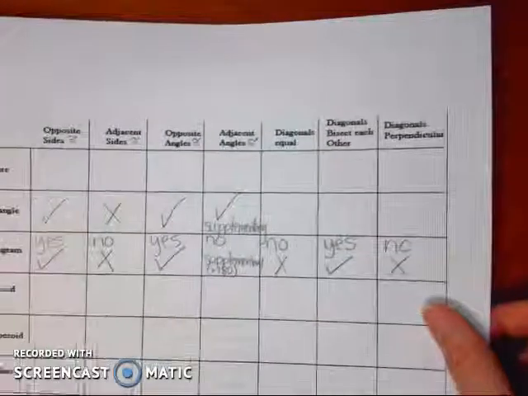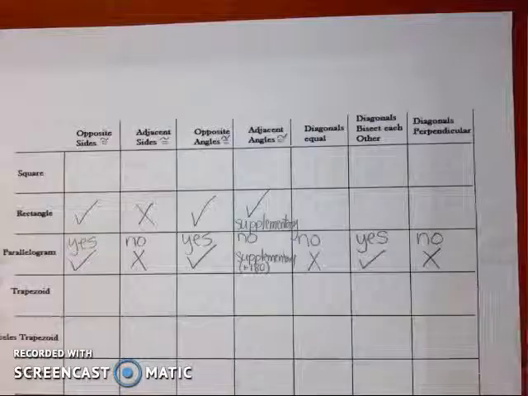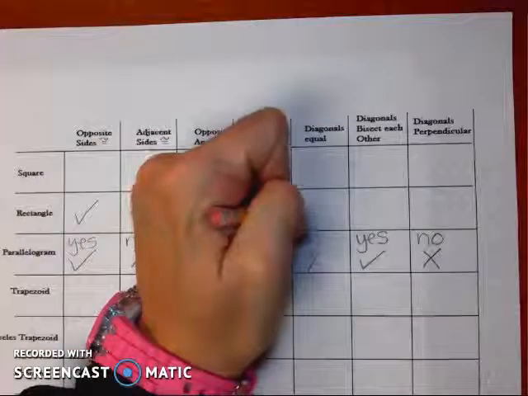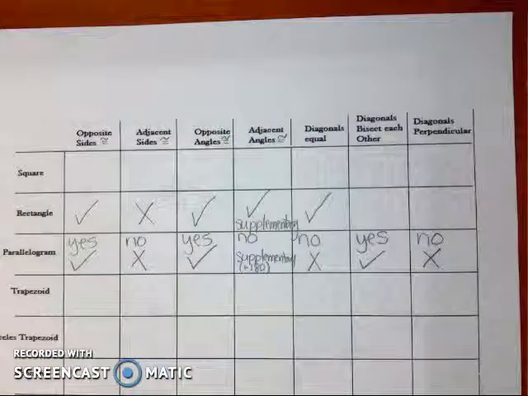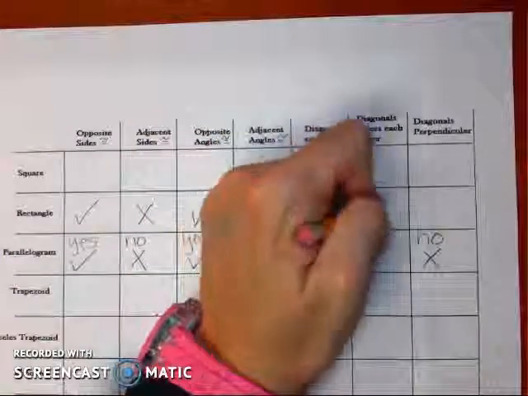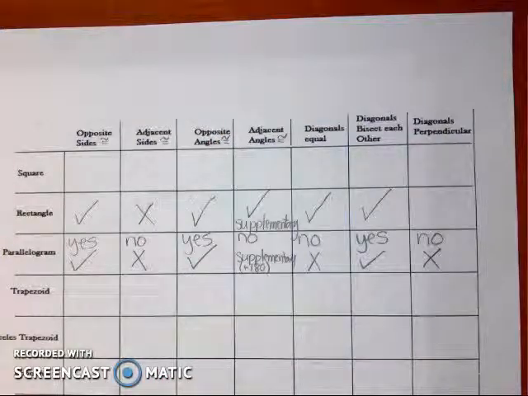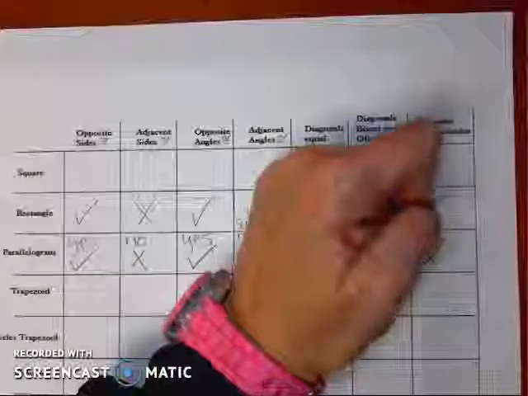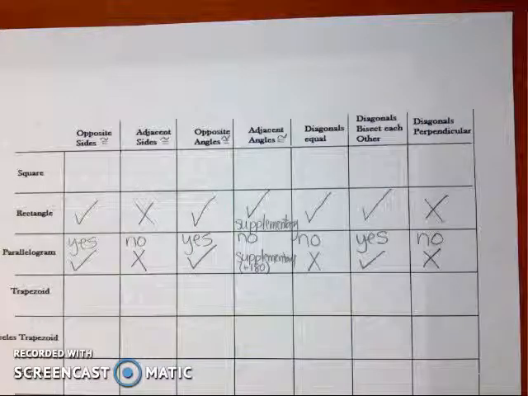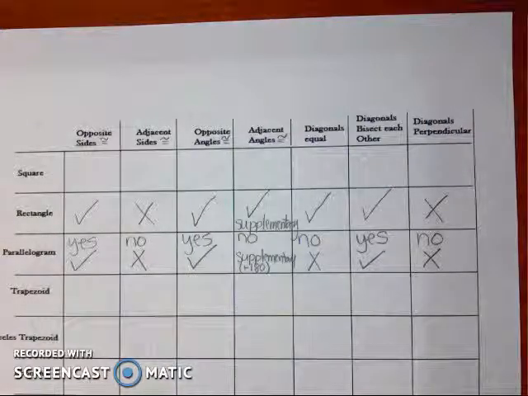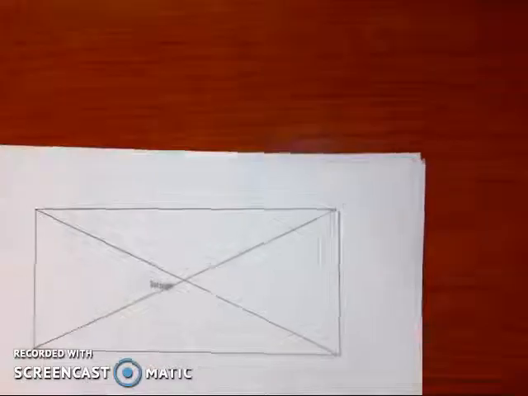So to fill out the rest of our rectangle, the diagonals were equal. The diagonals did bisect each other. And no, they were not perpendicular. Okay? So that fills out our rectangle. Our next shape is our square.